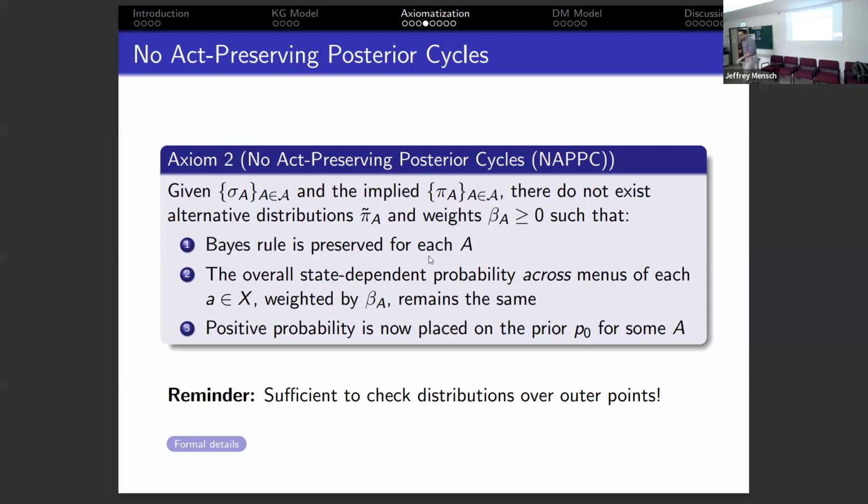Maybe I missed it completely. Cross menu, why cross menu? The analyst sees what the decision maker does in each menu separately. Yeah, that's his data set. He sees the SKSC function for each menu. So he considers whether there's a way of rearranging which action is chosen in which menu stochastically, in such a way that on average probabilities are kept the same, including the probability of an action being chosen conditional on a given state, while also now with a certain probability putting weight on the prior in some menu.